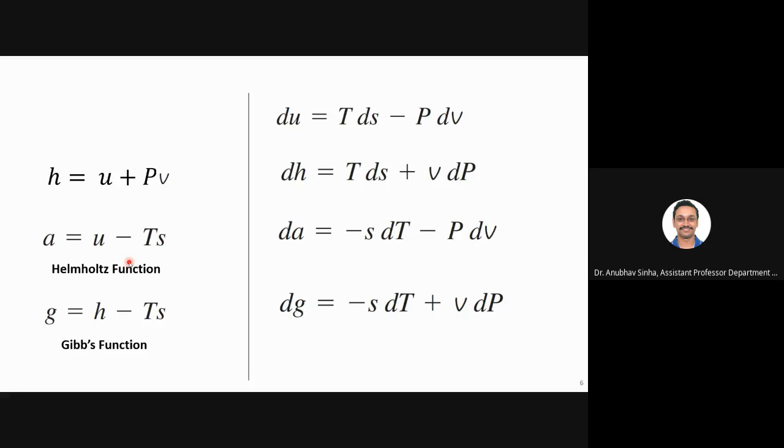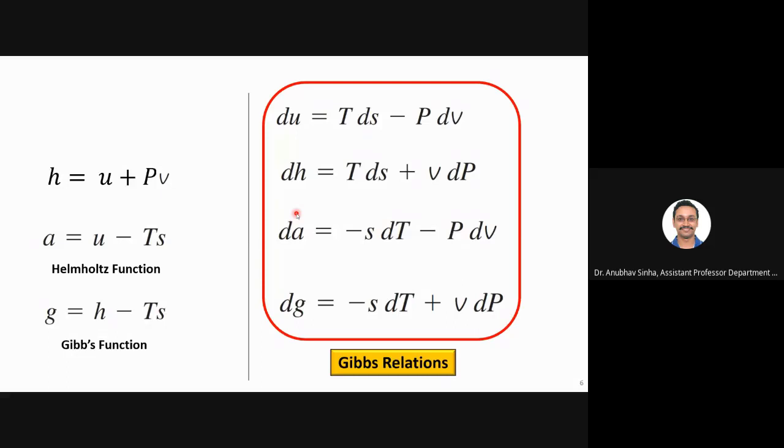Okay. Is it clear how we have got these equations? Yes, sir. Okay. Let us move on. So these are called Gibbs relations. Okay. So this will be used to derive Maxwell's equations.